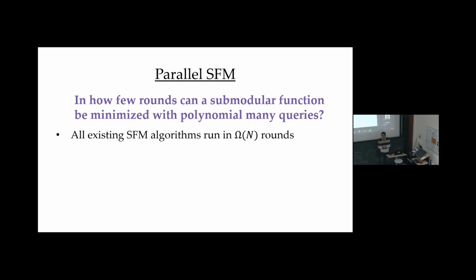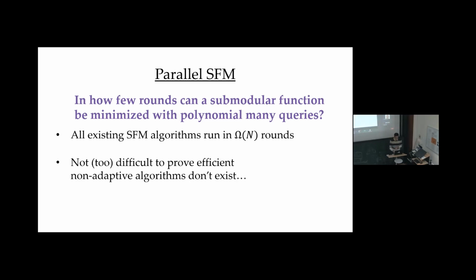And of course, if you don't have polynomial queries, the answer is 1. You can make all the 2 to the n queries and then find it. So all existing SFM algorithms, of which there are many efficient ones, run in omega of capital N rounds. In fact, maybe even more, but at least this many rounds. And an open question to take from here is, is that needed? Can you actually do efficient SFM in small o of n rounds?